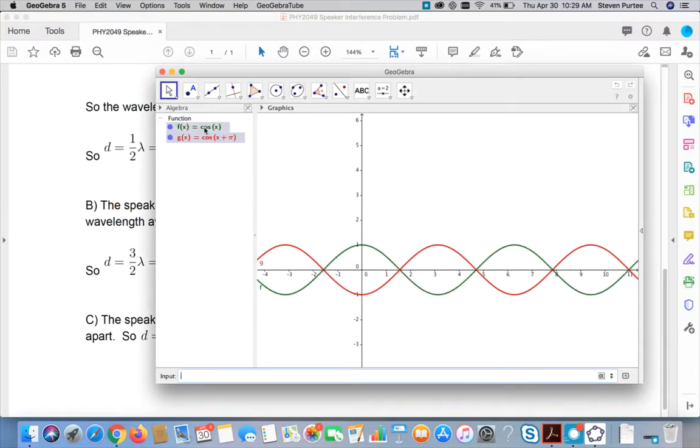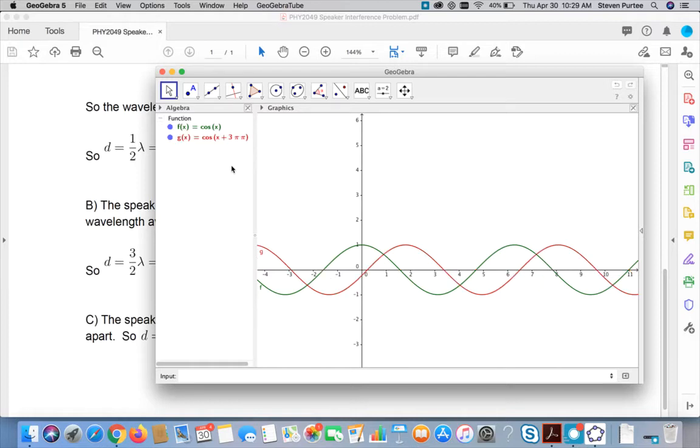So here I took cosine and I scooted it by half a wavelength for regular cosine. Remember, the wavelength for regular cosine is 2 pi, so half would be pi. So if I did 1.5 wavelengths, so 3 pi, again, we would cancel out. The green and the red cancel out.